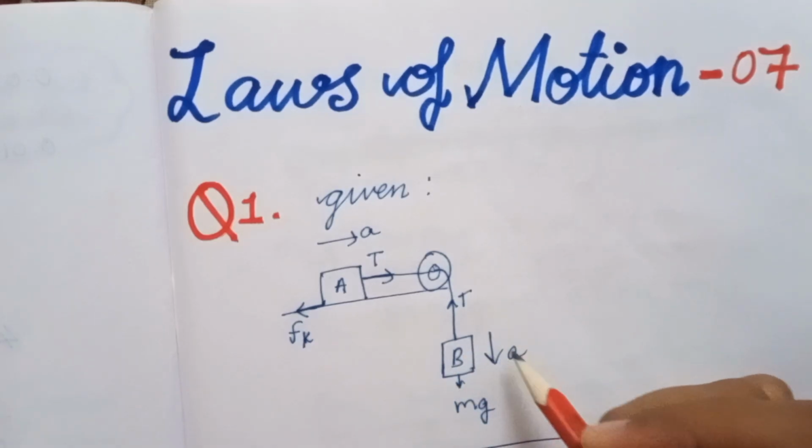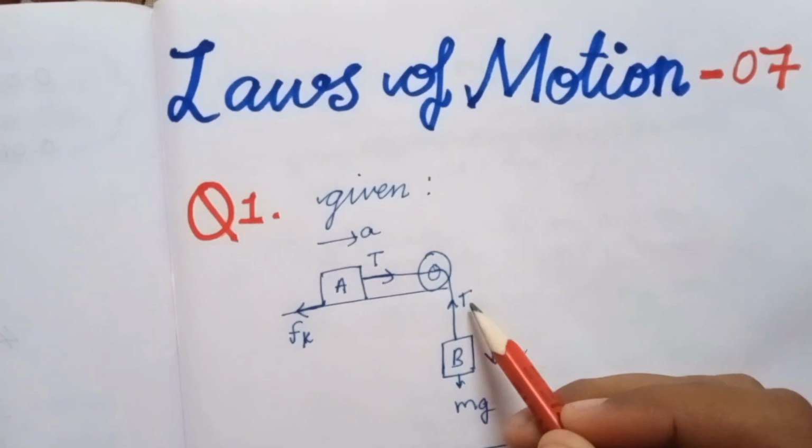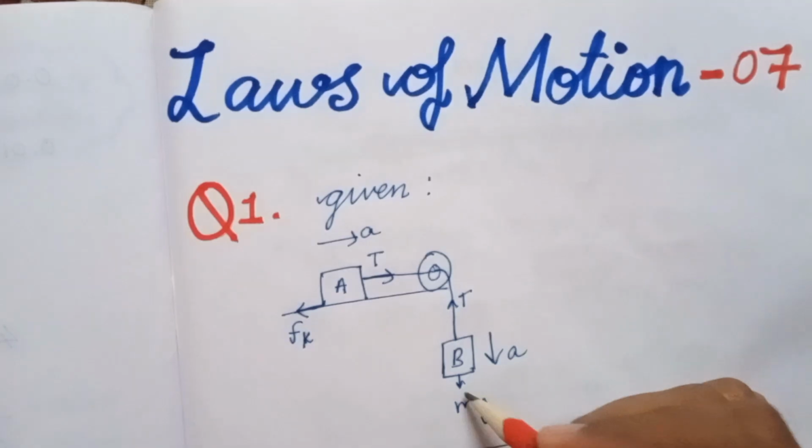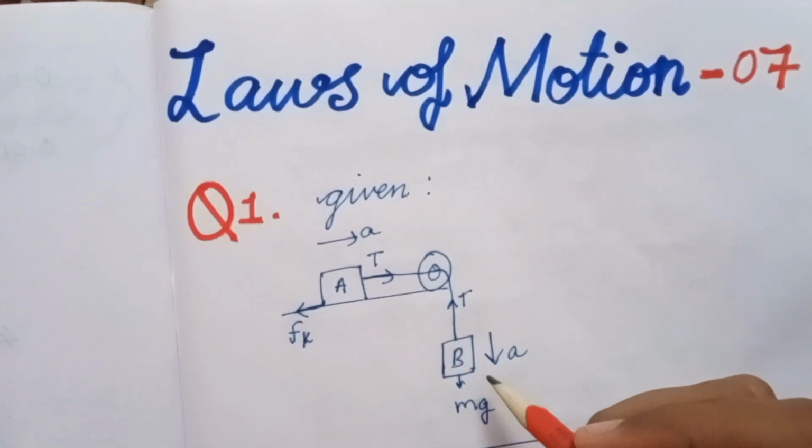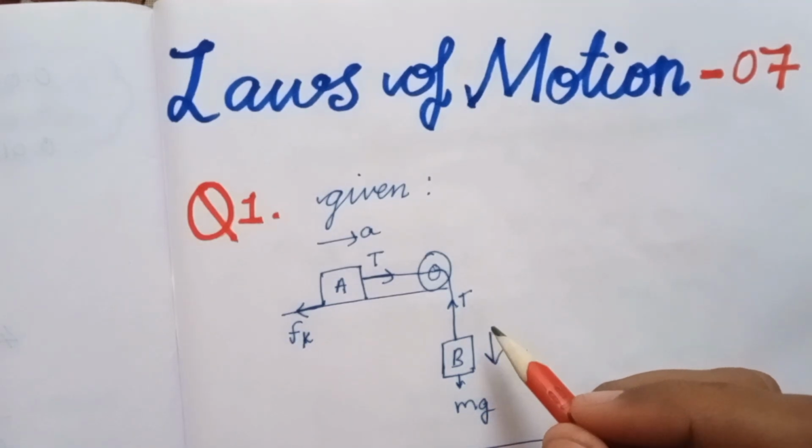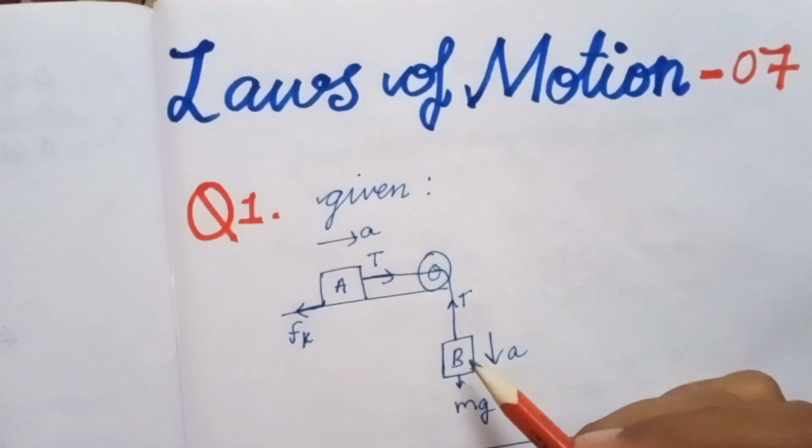Block B is suspended here. The acceleration of block B is downward, and tension T acts upward, and the downward force is mg. Now what do we have to find? We have to find the tension in the string of both block A and block B.